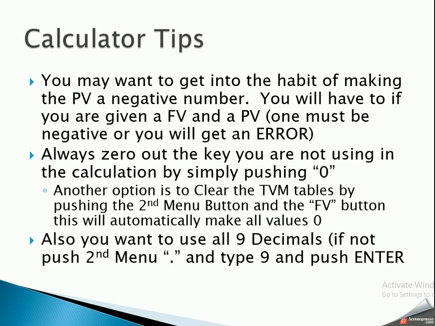And then also, like I said, make your calculator go out all 9 decimals. You do that by hitting your second menu button, your decimal button, and it'll pop up DEC equals 2. You need to put a 9 in there and then push the enter button.